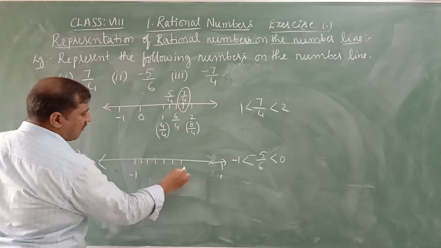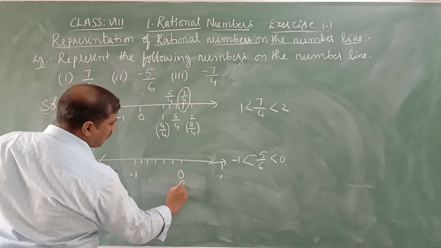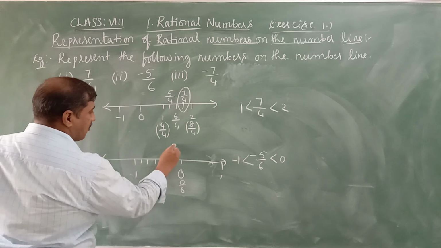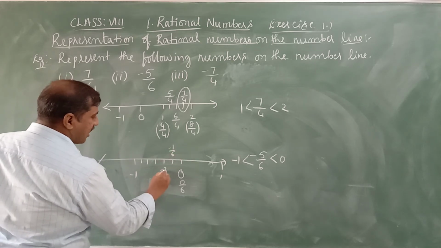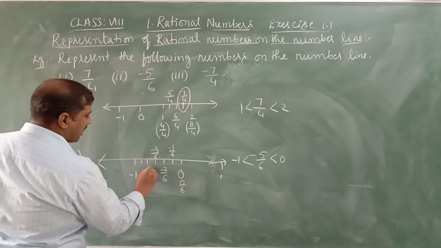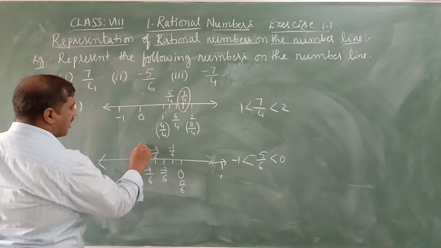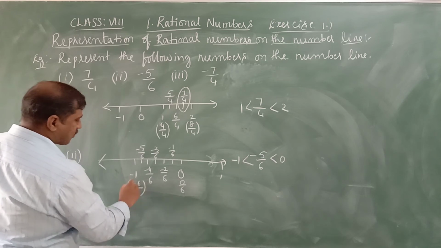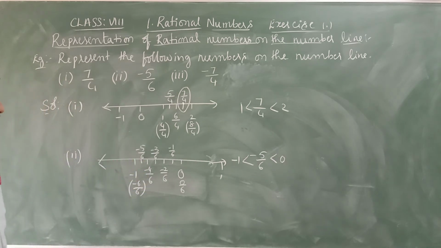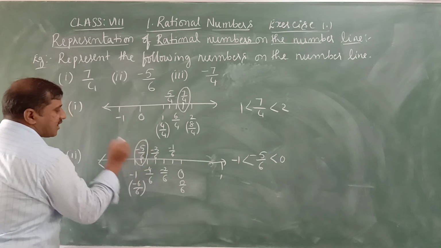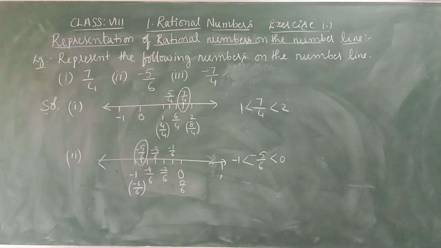Now this one is 0, which means 0 by 6, and on the left side we will get minus 1 by 6, minus 2 by 6, minus 3 by 6, minus 4 by 6 and minus 5 by 6. This will be minus 6 by 6, which equals minus 1. Now where do we have minus 5 by 6? Yes, this is the number. So you can represent minus 5 by 6 here.